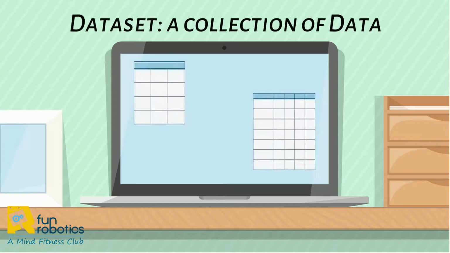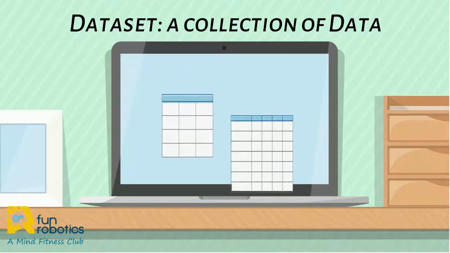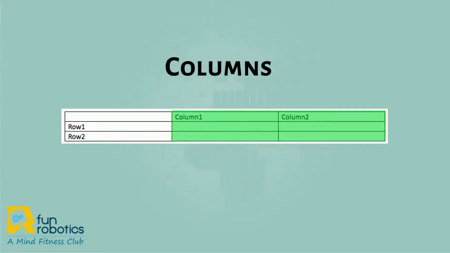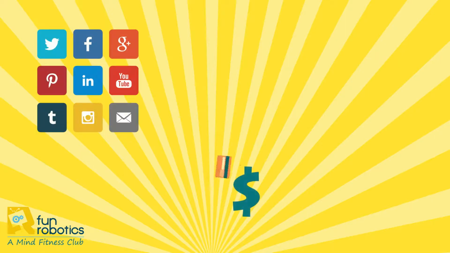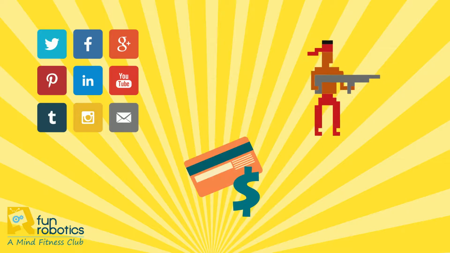A collection of data is called a dataset. Datasets are usually presented in tables, and these tables consist of two main parts, rows and columns. Each column represents a particular variable. Each row corresponds to a value for a given variable. Datasets can hold information such as social media users' information, bank statements, game scores, and much more.